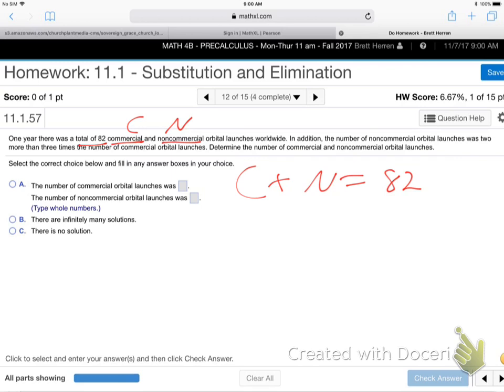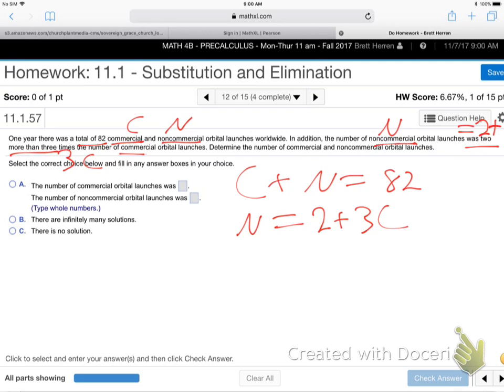So in addition, the number of non-commercial was 2 more. Non-commercial was: "was" is the past tense of "is," so it's equals, right? Non-commercial was 2 more than, 2 added to 3 times commercial. See how I just took that second sentence? N equals 2 plus 3C. Good? That makes sense how I did that?